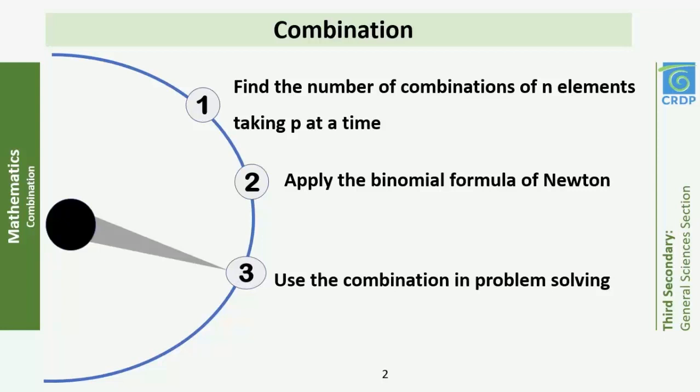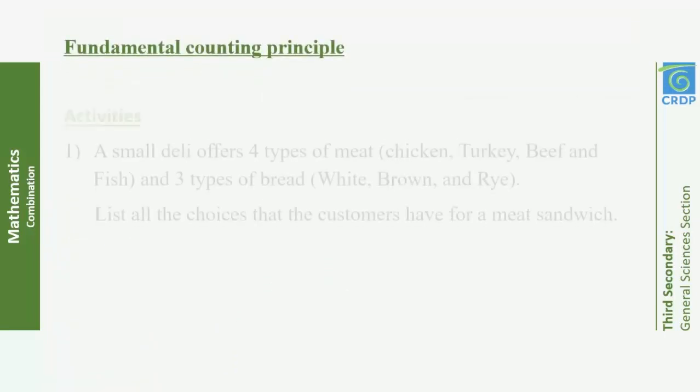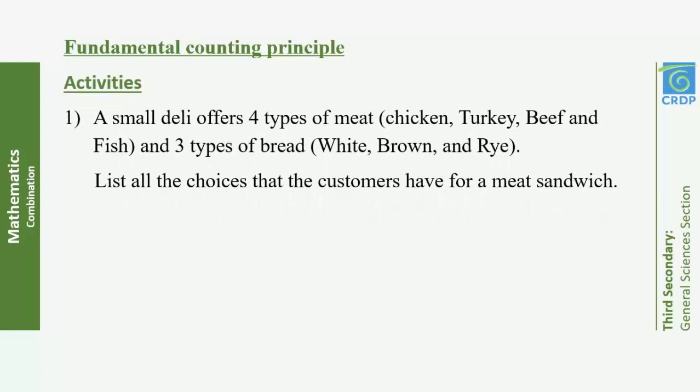But first of all, let's start by reviewing a few counting techniques that you took before. Fundamental counting principle. A small deli offers 4 types of meat: chicken, turkey, beef, and fish, and 3 types of bread: white, brown, and dry. List all the choices that the customers have for a meat sandwich.